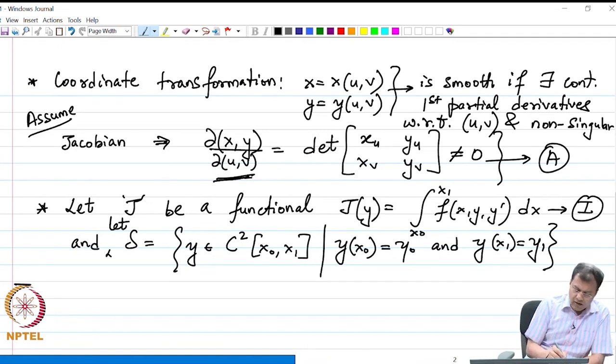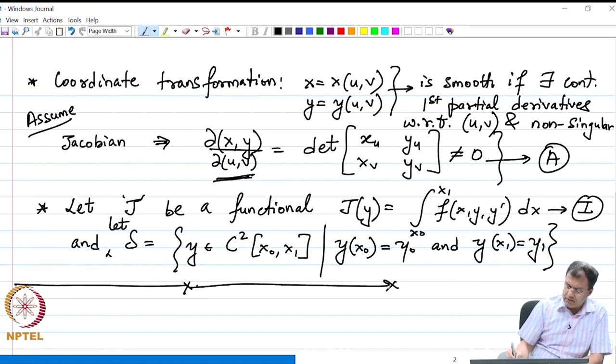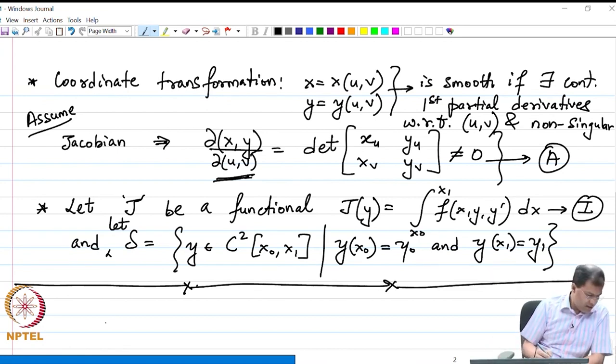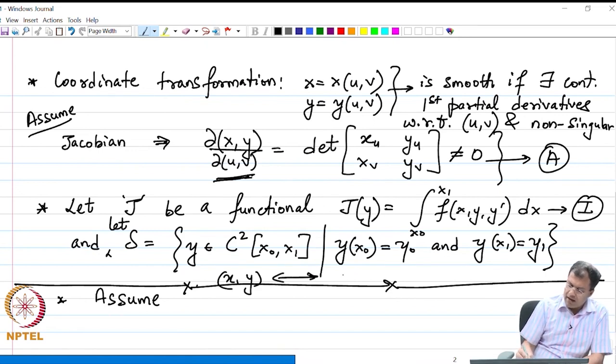Now, let us look at the other set of assumptions that we need. We have two coordinate frames, the x y coordinate frame and the u v coordinate frame. We are trying to deduce the Euler-Lagrange equation in the u v coordinate frame, given the Euler-Lagrange equation in the Cartesian frame, right.